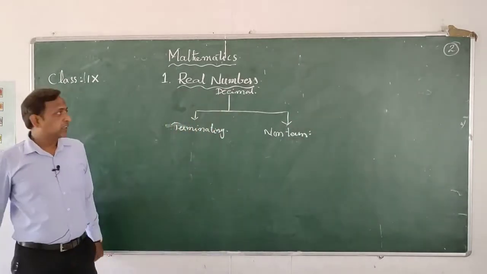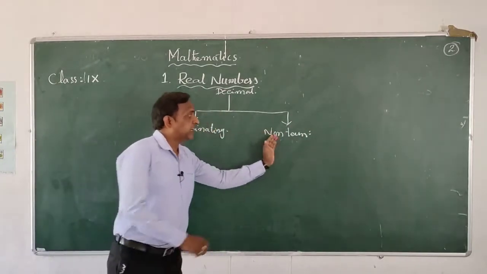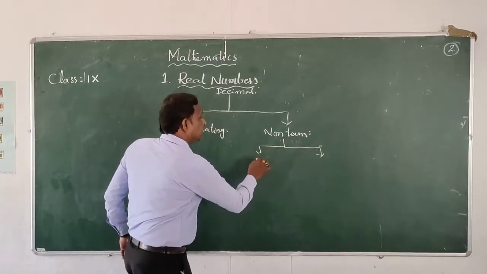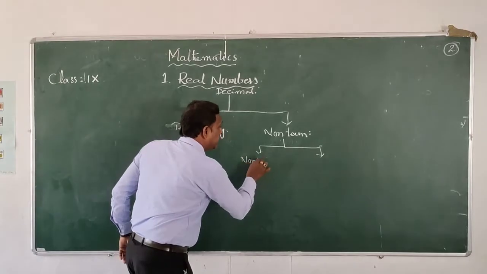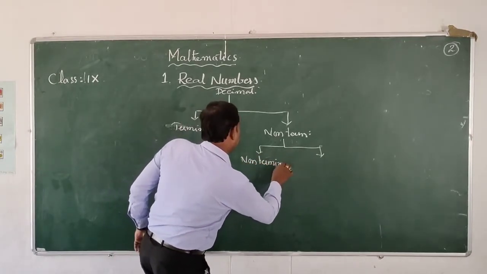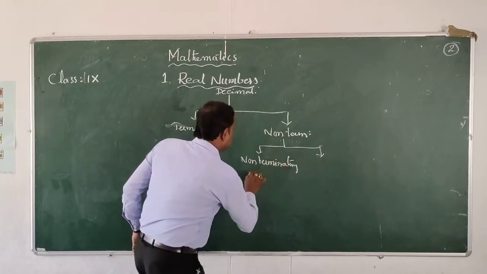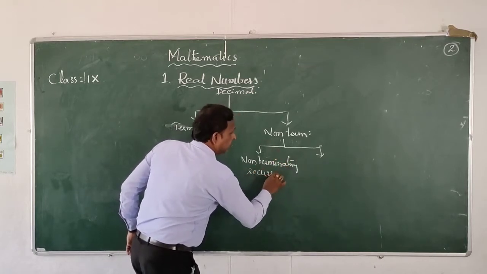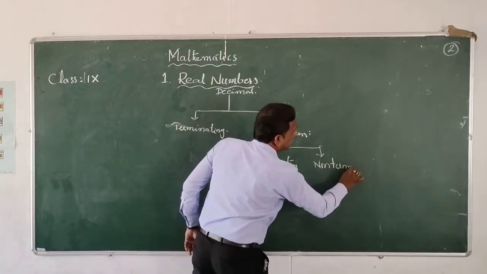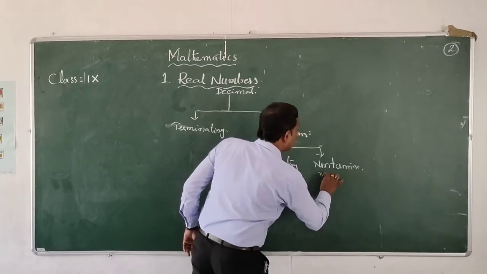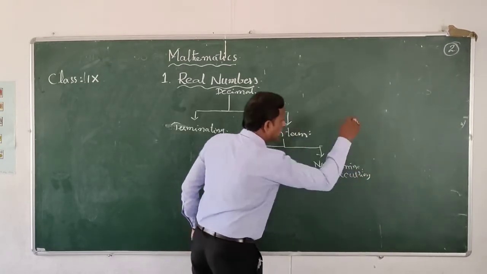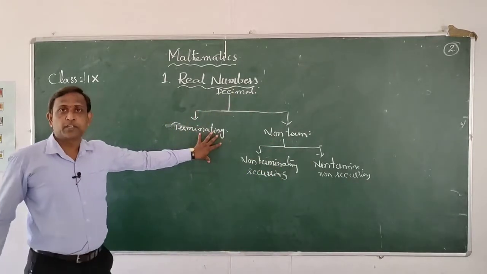Terminating and non-terminating. But I told you that within non-terminating there are again two types of decimals. First is non-terminating, repeating or recurring, and the other one is non-terminating, non-recurring. These are all the types of decimals.